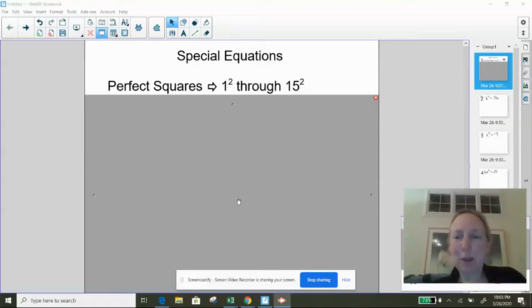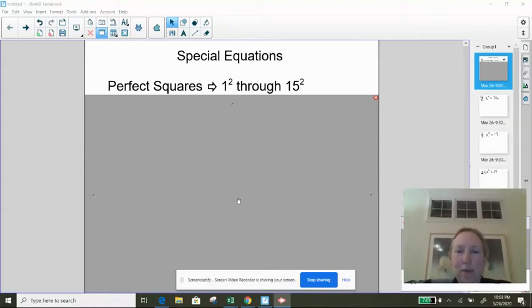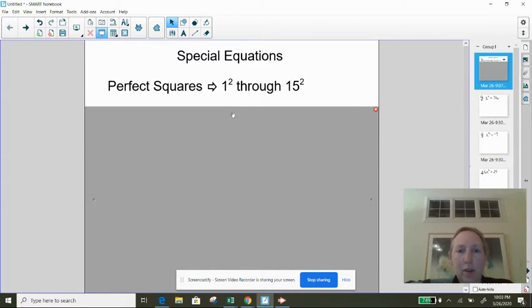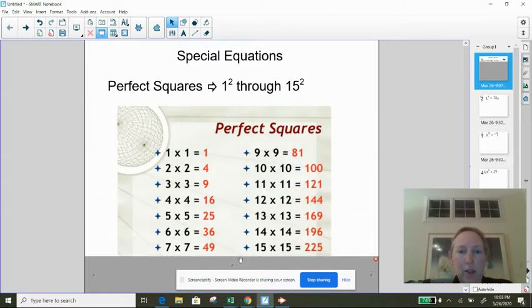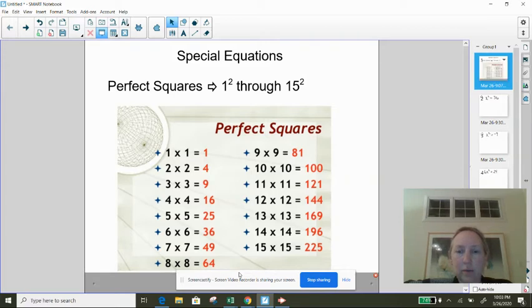Today we're going to learn about special equations. And before we start, I want you to write down the perfect squares from 1 squared through 15 squared. So go ahead and pause your video and write those numbers. Pause your video again so that you can go ahead and check your answers against these.